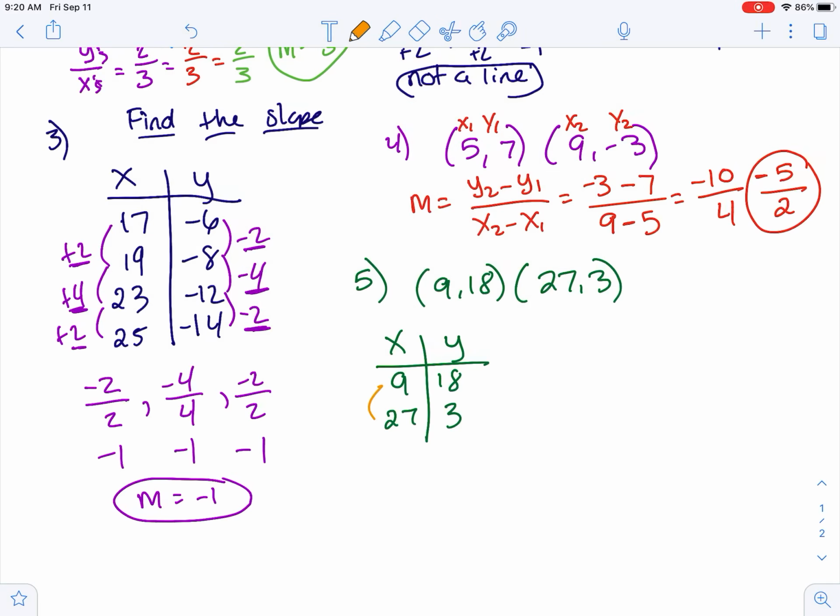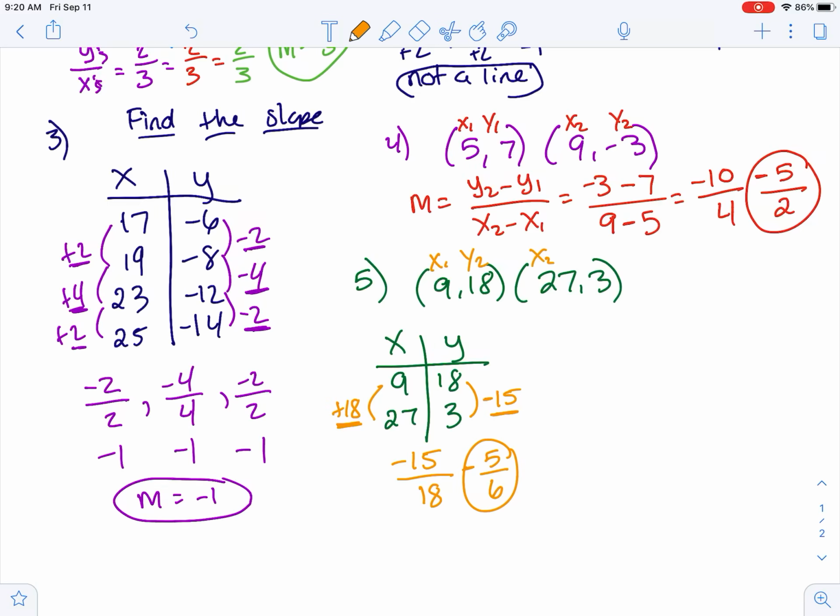Well, we can find our slope, the difference in x's, to get from 9 to 27. What did we do? We went up 18. To get from 18 to 3, what did we do? We went down 15. So the change of my y's, -15, over change of my x's is 18. Simplify that. 3 goes into top and bottom, so we have -5 over 6.